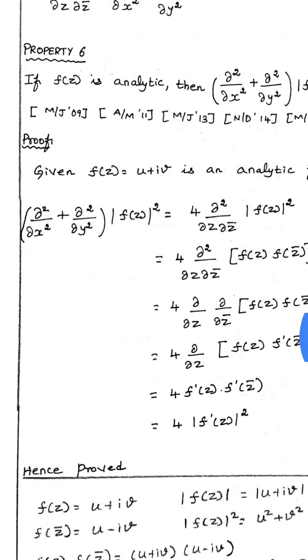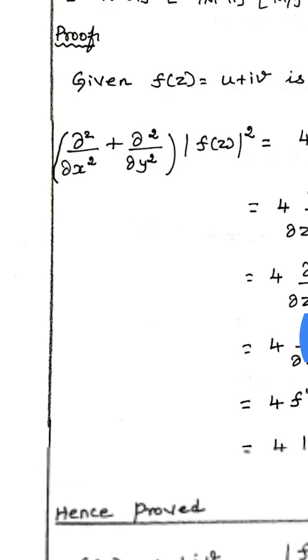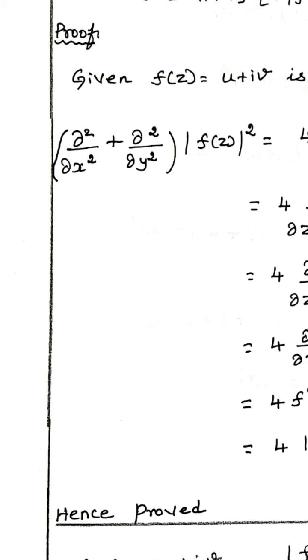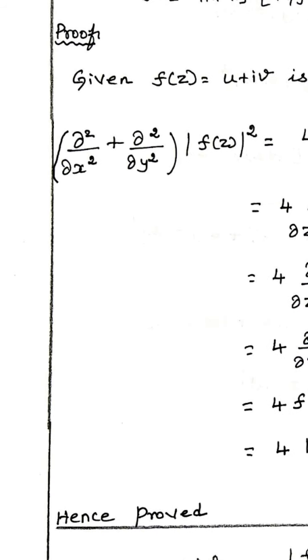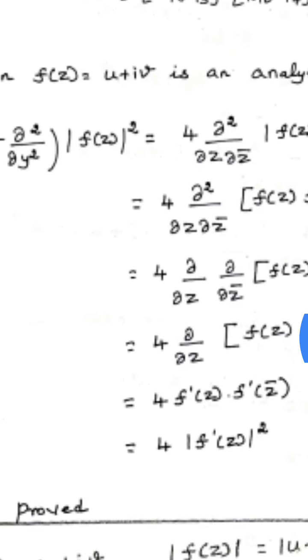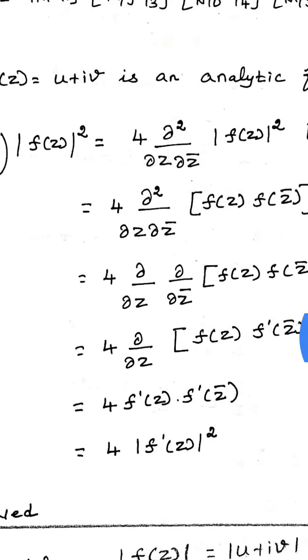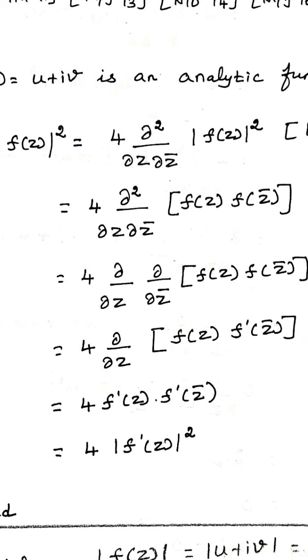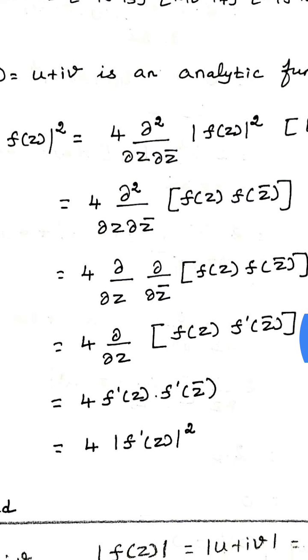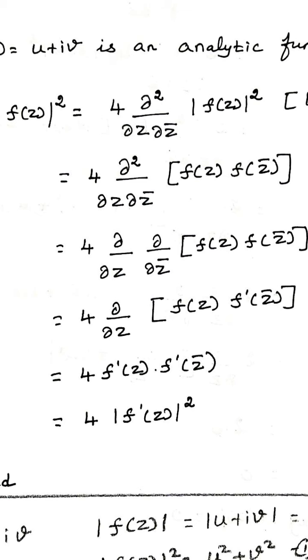What is the fifth property? It tells us dou square by dou x square plus dou square by dou y square is nothing but 4 into dou square by dou z bar. Just I am changing this as 4 into dou square by dou z into dou z bar. And I am writing modulus of f of z the whole square as it is. Hope you know modulus of f of z the whole square is nothing but f of z into f of z bar. All these things are already known, so I am not explaining much.